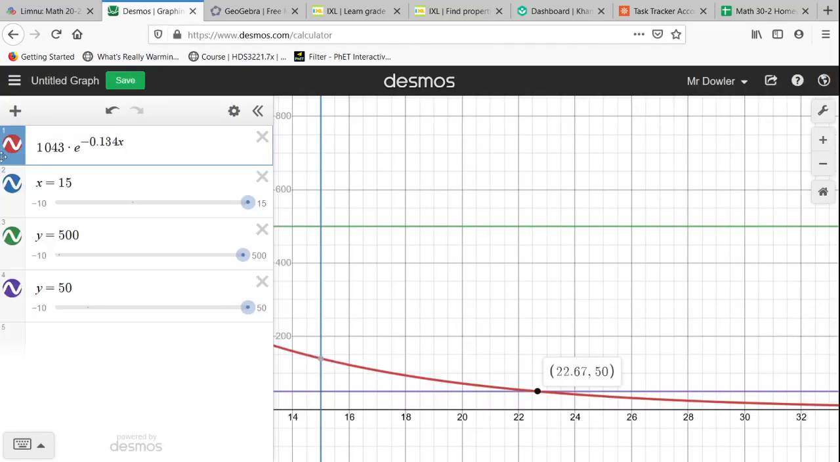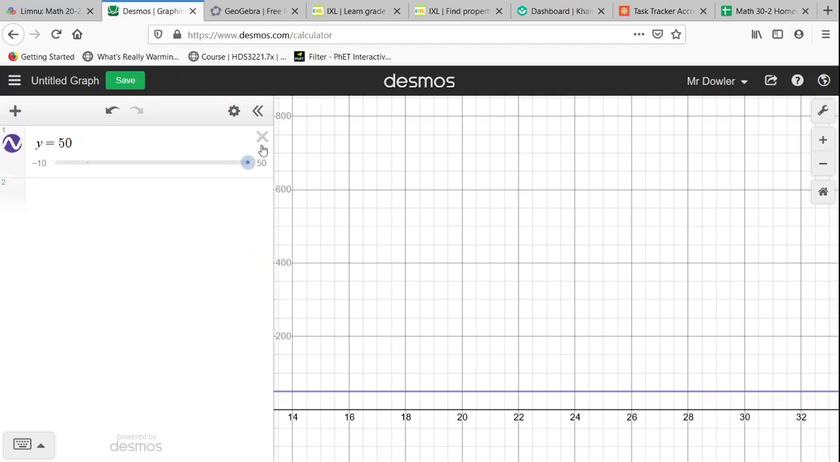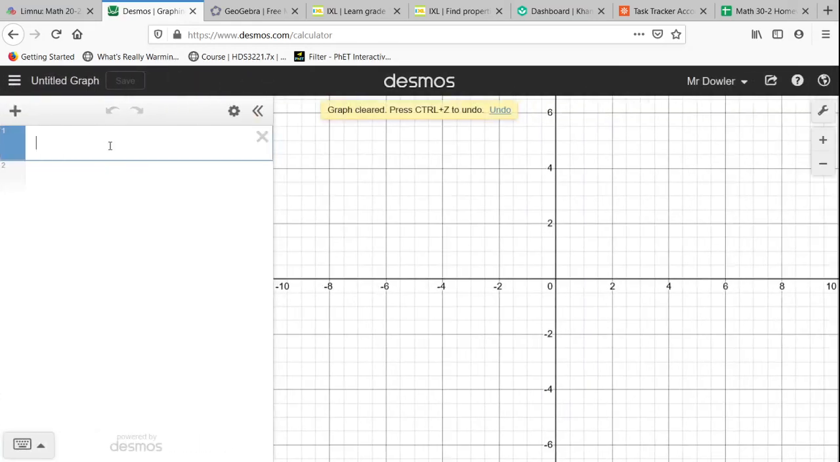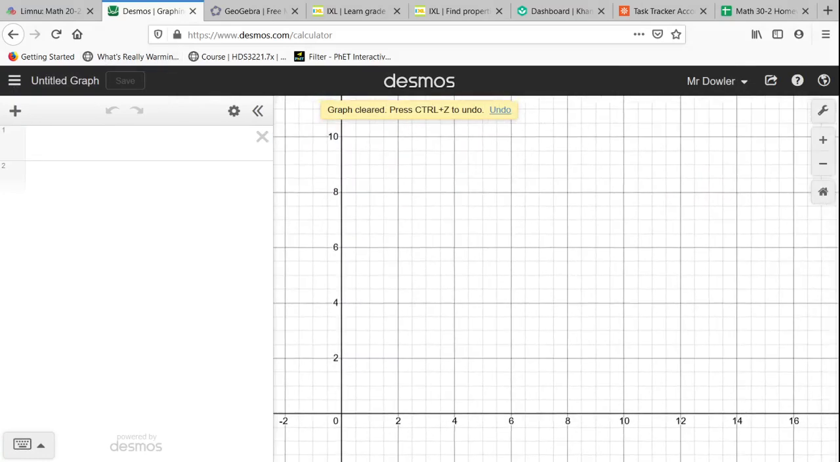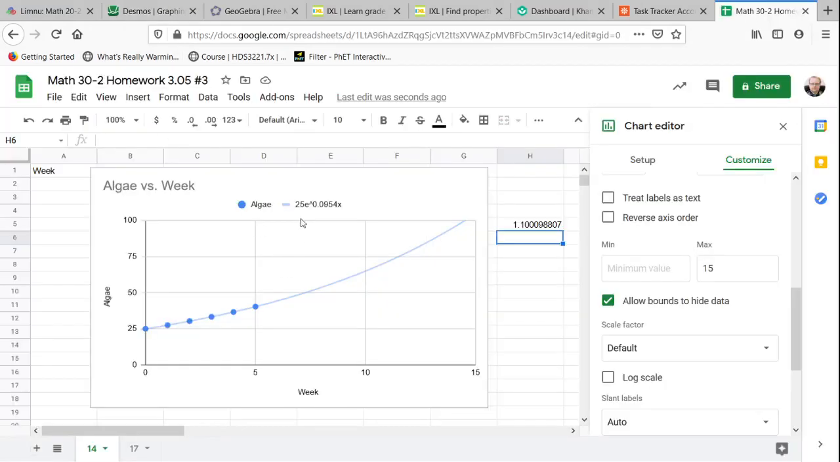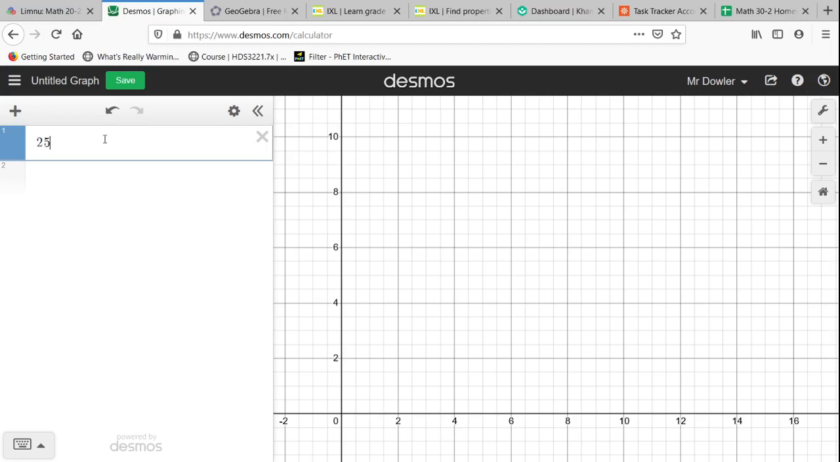We could also simply graph it. And as we can see, I haven't cleared the graph since the previous homework assignment. So let us just start a blank new graph. So we are at 25 times e to the 0.0954x. So 25 e^0.0954x. So that's what y equals.